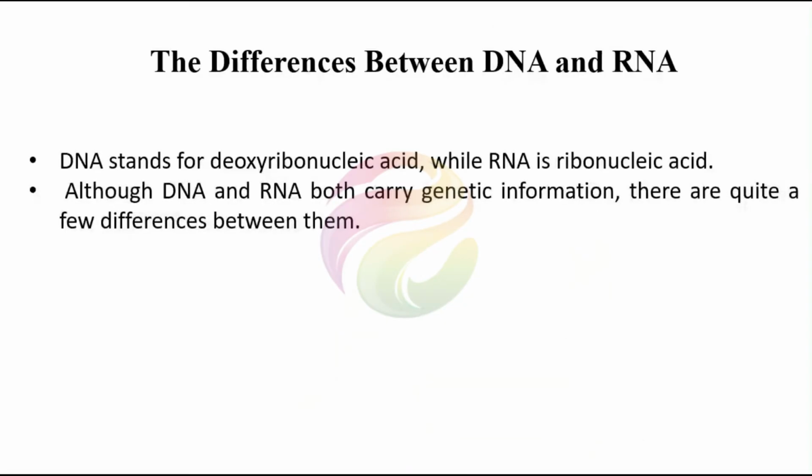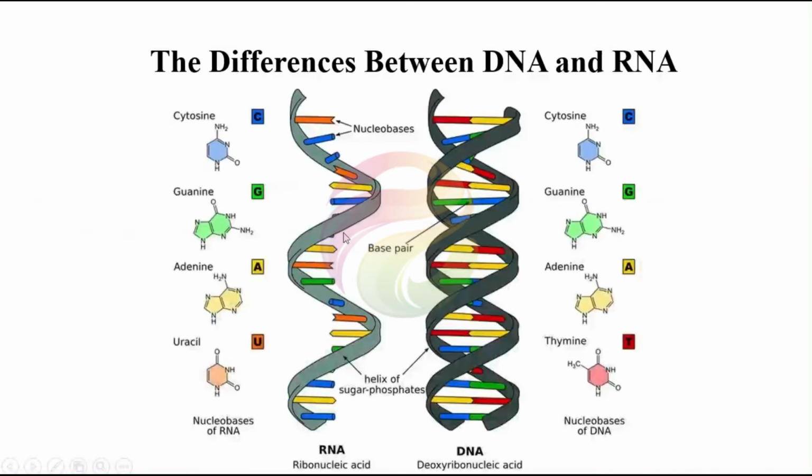Now we will see what is the difference between DNA and RNA. DNA is deoxyribonucleic acid, whereas RNA is a ribonucleic acid. DNA is a double helix, and RNA is a single strand. Although DNA and RNA both carry genetic information, there are quite a few differences between them.